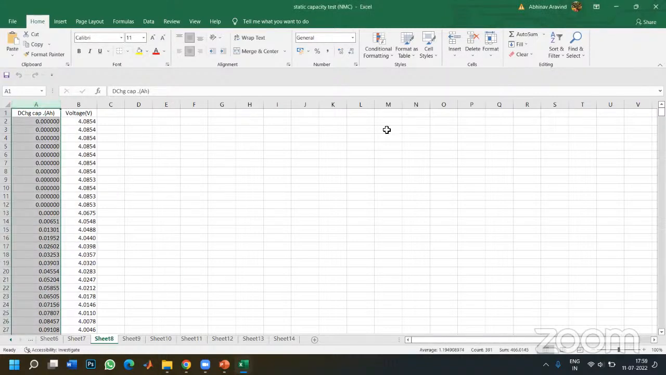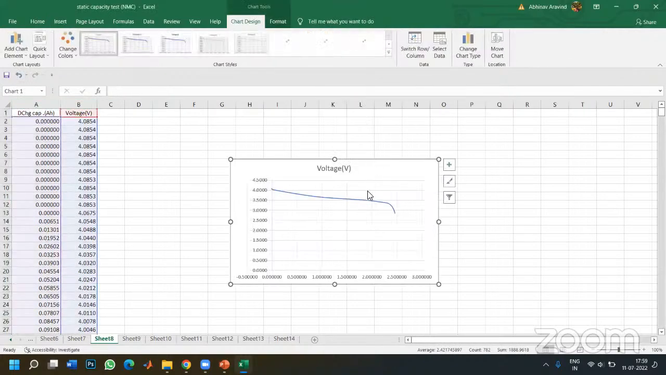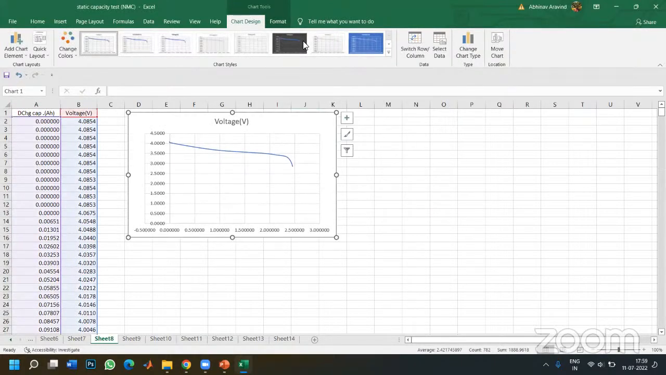Now, just to show you how the voltage curves would be for different C rates, I'm going to simply show you how exactly the graph would come out. Yes, I will upload the file.